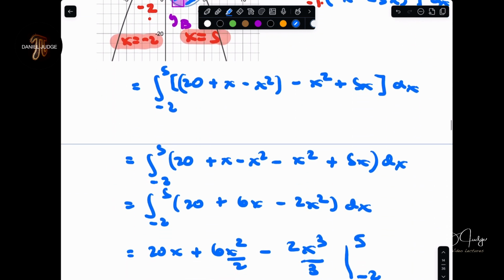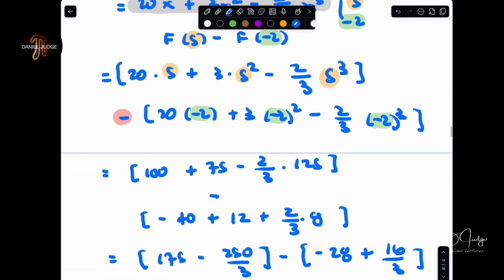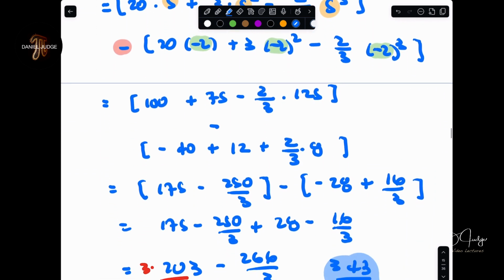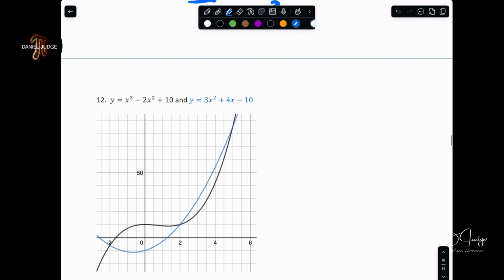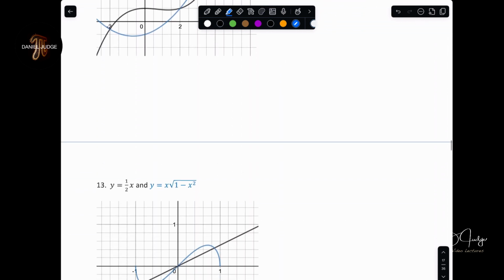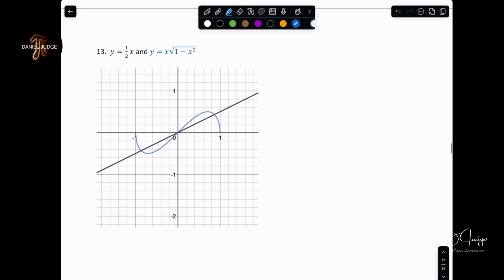Number 11. Okay, there you go. Here's 12. We're going to do now 13 here. All right, 13.